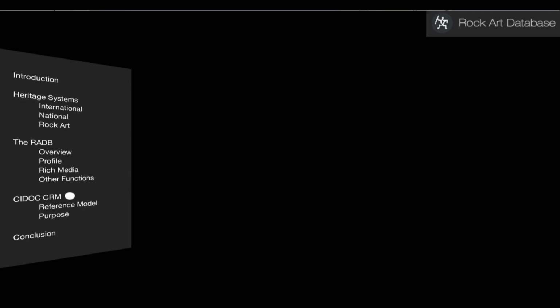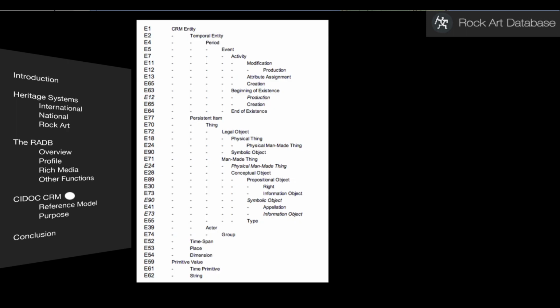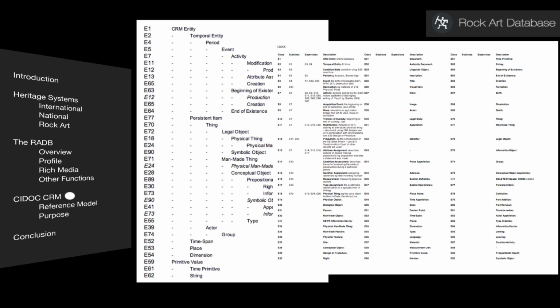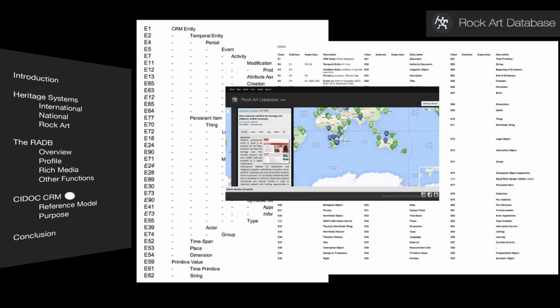This was a brief overview of the front end of the RockArt database, but what about the back end? This is where the CIDOC CRM comes in. Each data field has been linked to a specific entity within the CRM. Here's a brief overview of the CIDOC CRM. The CRM is a reference model intended as a guide to assist with the development of heritage management systems.